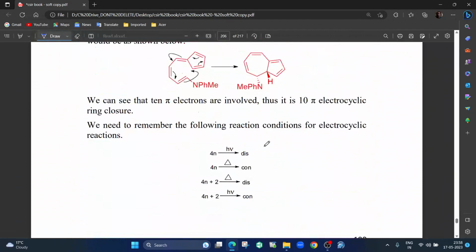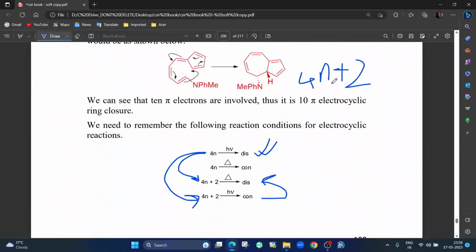So one thing you should know, one formula, if you remember, 4n h nu is dis, everything else follows. So 4n h nu is dis, 4n thermal is con, it will be the opposite of it. Now 4n plus 2 h nu will be con, right? And because 4n plus 2 h nu is con, 4n plus 2 thermal will be dis. Now here 10 electrons are there, so it is 4n plus 2, because when n is equal to 2, 4 times 2 is 8 plus 2 is 10. So now we know it is a 4n plus 2 system.